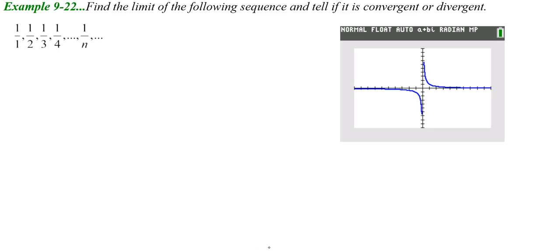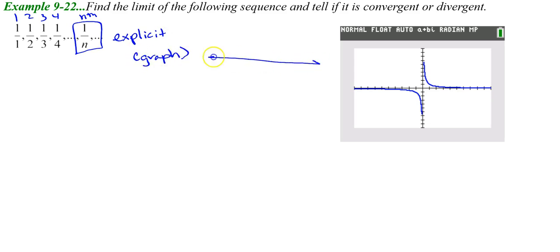Okay, so here's an example. We want to find the limit of the sequence and tell if it's convergent or divergent. The first thing we want to do is look at our sequence. We have 1 over 1, 1 over 2, 1 over 3, 1 over 4. So this is my first term, my second term, my third term, my fourth term, and this is what we call our nth term. So my nth term is 1 over n. This is my explicit formula. When I have an explicit formula, I want to graph it, and we're going to get the picture that we have over here.